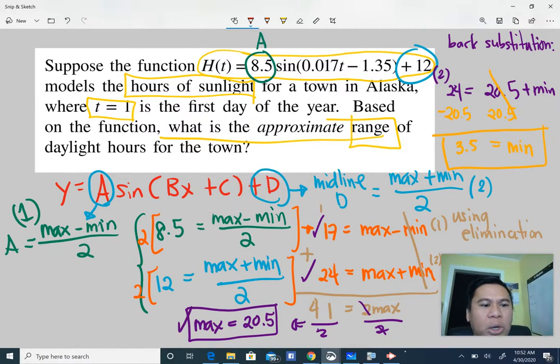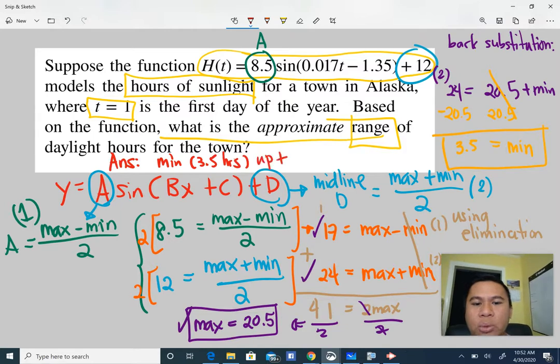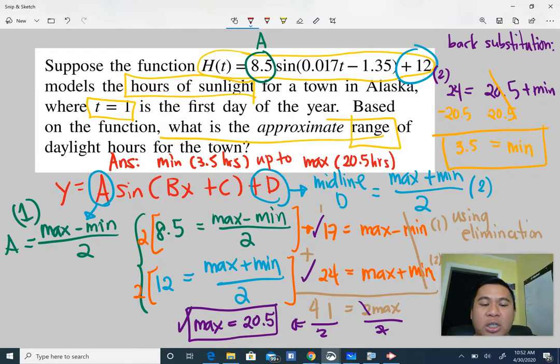So the range will have the following. The answer will be the minimum value of 3.5 hours up to the maximum value of 20.5 hours. That does mean that in Alaska, for this particular problem, it would get as low as 3.5 hours of sunlight up to a maximum of 20.5 hours of sunlight.